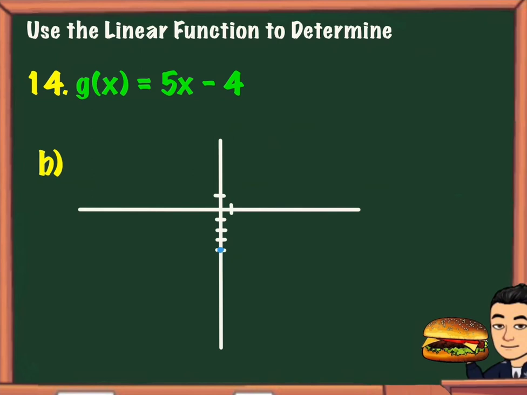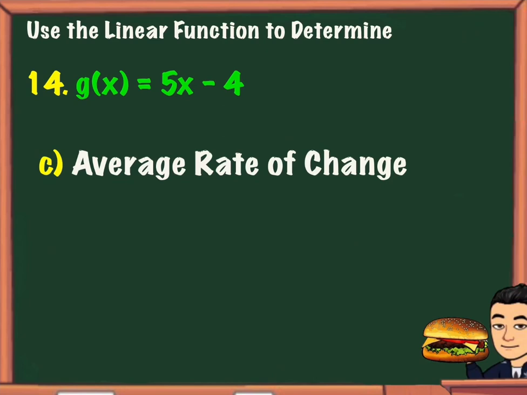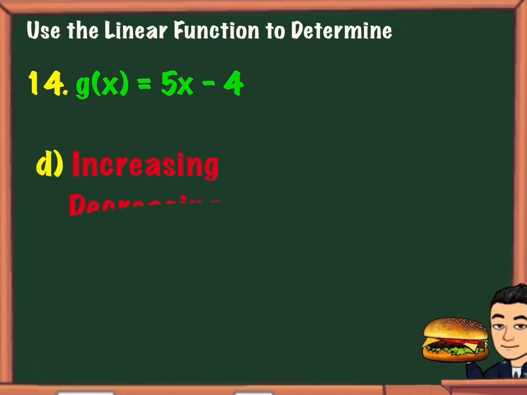Letter B, so let's go ahead and plot the y-intercept, which is negative 4. If you go up 5 units and go towards the right by 1 unit, you see that there is the second point. Go ahead and connect these 2 points and you've got the slope. Letter C, the average rate of change is basically the slope, so you can just say that it's going to equal 5. So the linear function is increasing.